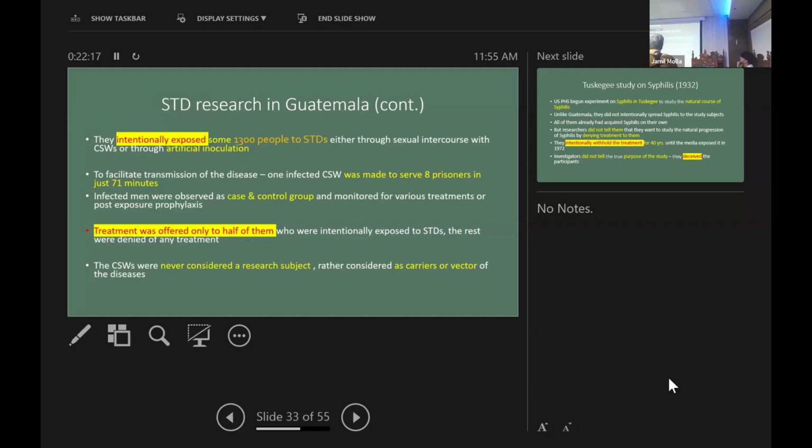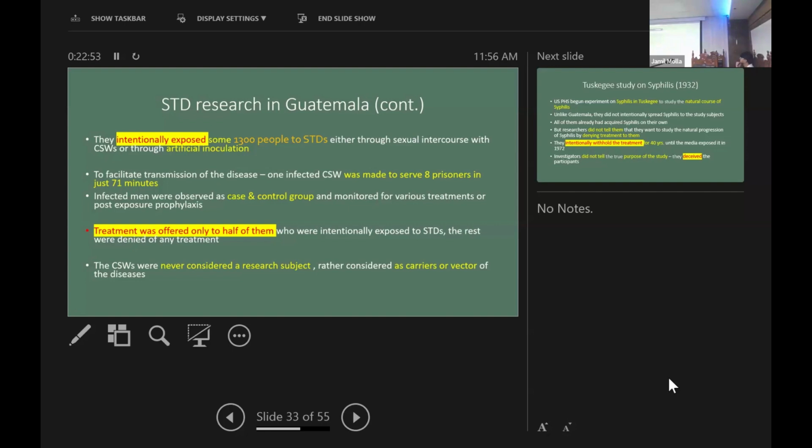I read somewhere that one sex worker served 8 prisoners in just 71 days. So you can see how frequently they used them. They used them as a case control, and treatment was offered only to half of them. Suppose 1,300 people got infected with some sort of STD, and they gave treatment to only half of them. The rest were followed without giving any treatment.